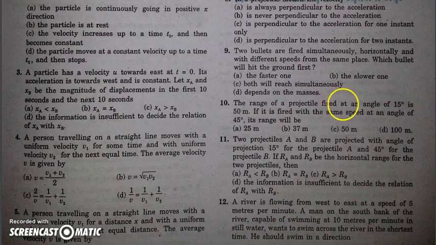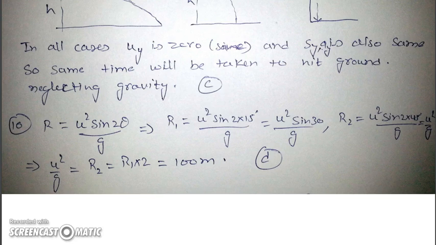In the next question, the range of a projectile fired at 15 degrees is 50 meters. We have to find the range when it is fired with the same speed at 45 degrees. So we can go by this calculation. R is u square sine 2 theta by g. Putting the angle as 15 degrees, we get this. R1 is given as 50. So when we take sine 30 here, we get 100 here, and we are left with u square by g, which is the same as in the next case, u square sine 2 theta with theta 45, which is u square by g. So we get the value of u square by g as 100.